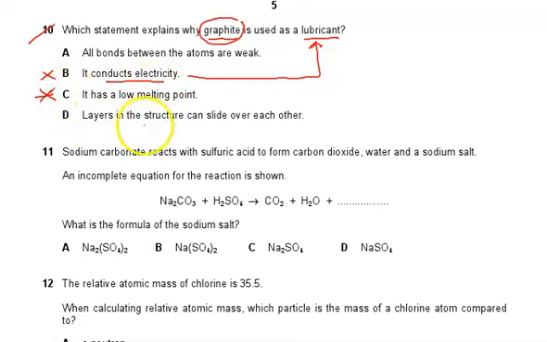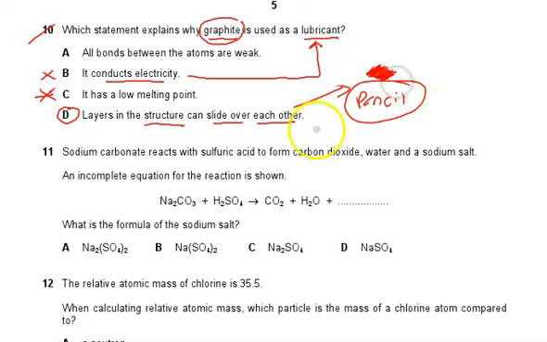Layers in the structure can slide over each other. So this is the real answer for this, because it is like the lead in a pencil. In a pencil lead, it is slippery because it has these layers that can slide over each other. So your best example here, you can write it as a pencil. Just imagine a pencil. Okay, now number 11.